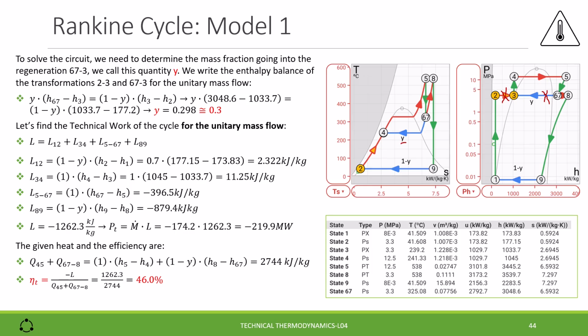since the work is negative, we need to change the sign. We land at 46%, which is much higher, more or less 10% than the efficiency declared by the power plant. Therefore, this model is, at least for the determination of the efficiency, not correct.